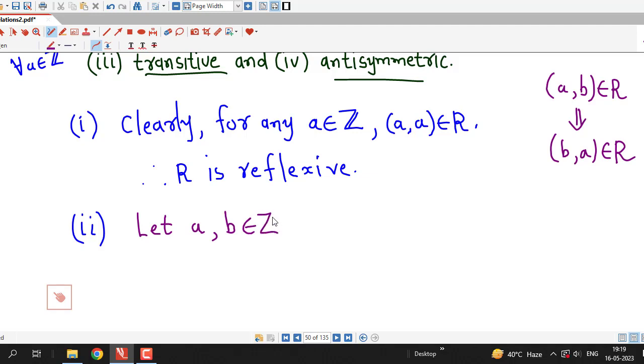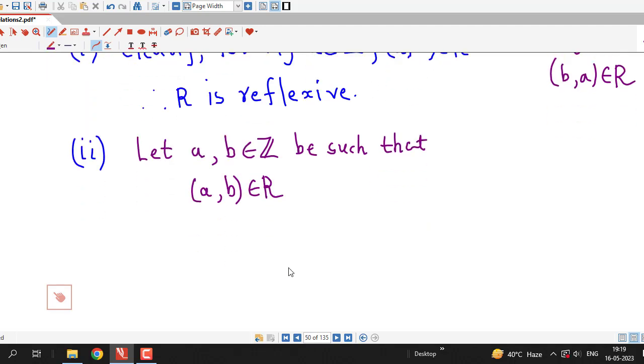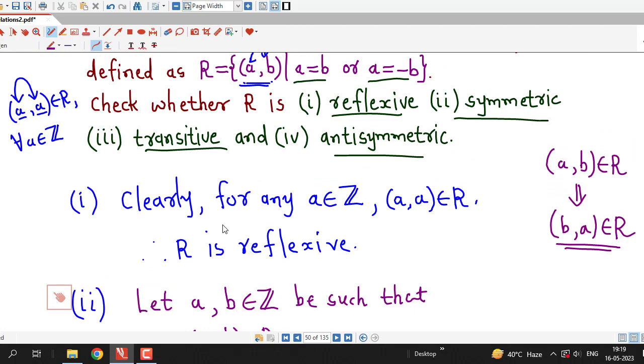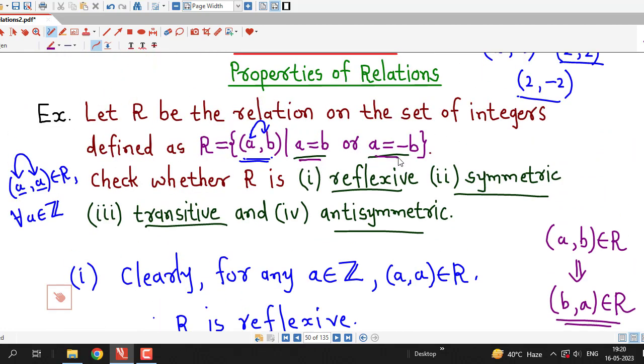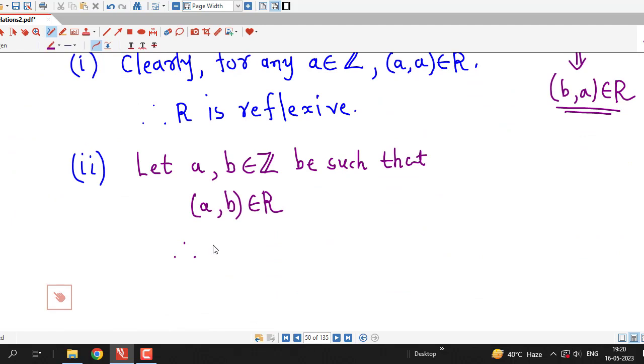Let A, B belong to Z be such that we consider two integers such that ordered pair (A, B) is in the given relation, that is A is related to B, and if relation is symmetric, then we will be able to show that ordered pair (B, A) is also in R. Now (A, B) is in R, that means either A equal to B or A equal to minus B, and we want to prove that (B, A) belongs to R.